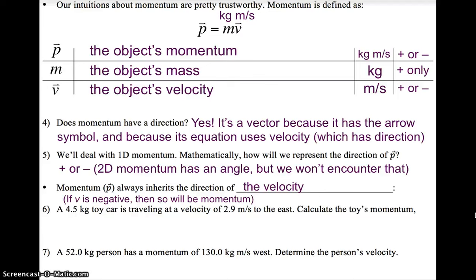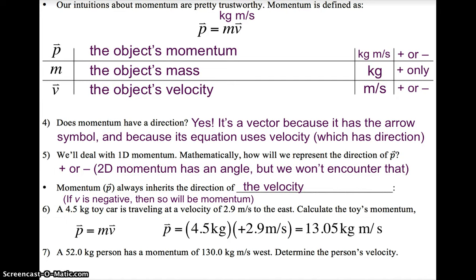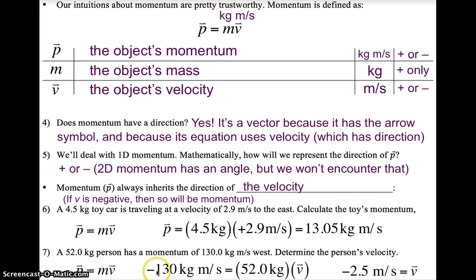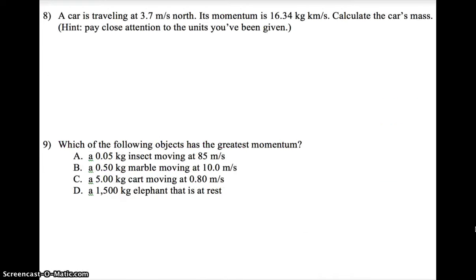Okay, I assume you've solved it, so here are the solutions to 6 and 7. Positive here because it's east. And negative here and here because it's west. And here's the solution to 8.